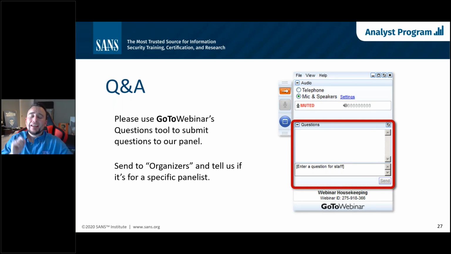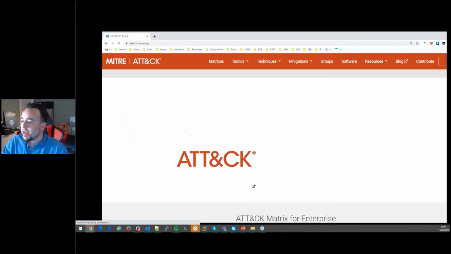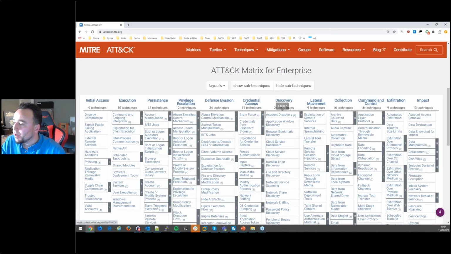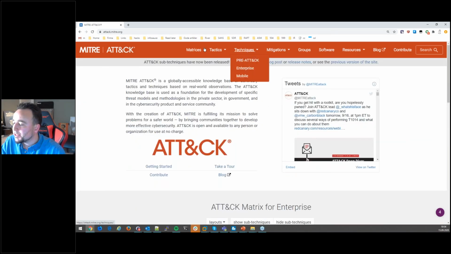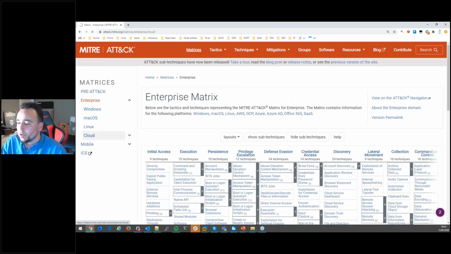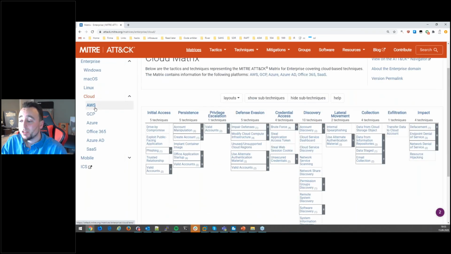So if MITRE ATT&CK could be expanded into cloud as well, I'm very curious. Does MITRE ATT&CK already have something on the cloud? Because currently the attack matrix here is mostly on-prem stuff, right? But if we go to matrices, well, do they have one for the cloud? They do. And they do have them for Amazon, GCP, Azure, Office 365, and so on.